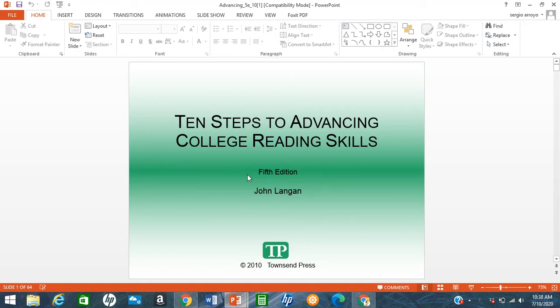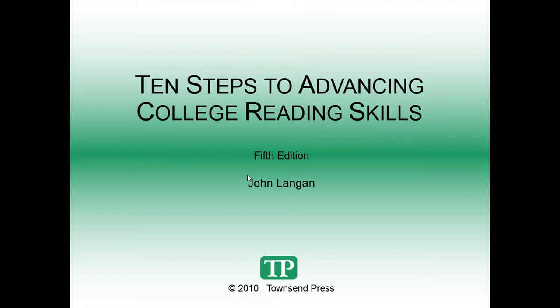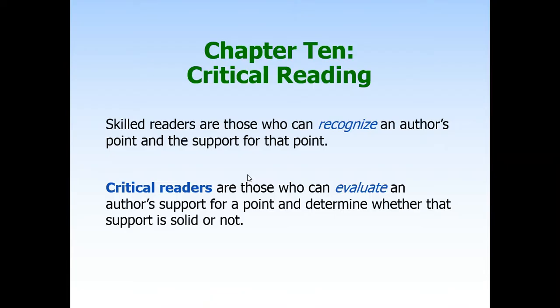So this brings us to the last and final chapter for your 10 Steps to Advancing College Reading Skills textbook. Chapter 10 is a summarization of everything from chapter 1 through 9. Critical reading requires you, the reader, to evaluate and look at the main ideas, supporting details, everything, to decipher through and recognize what's the main idea and what is good, valid support versus invalid or inconsequential.